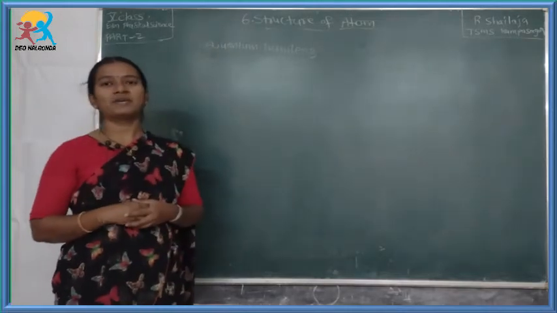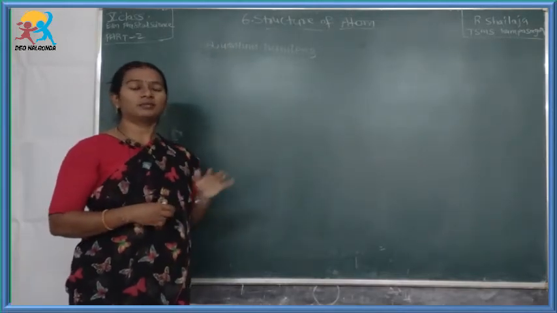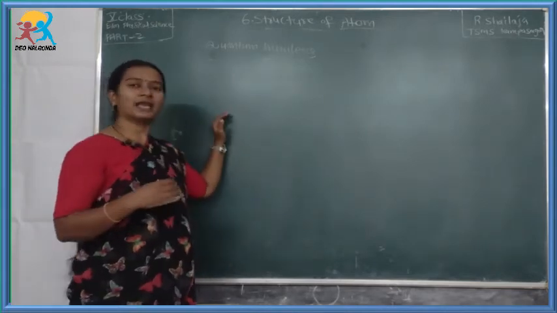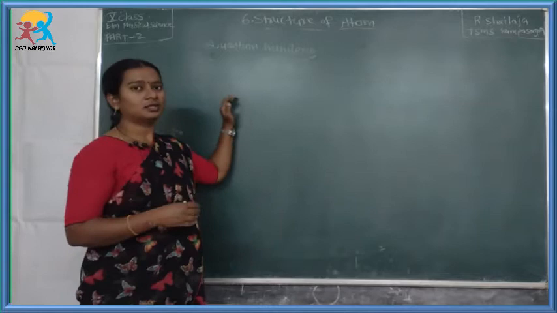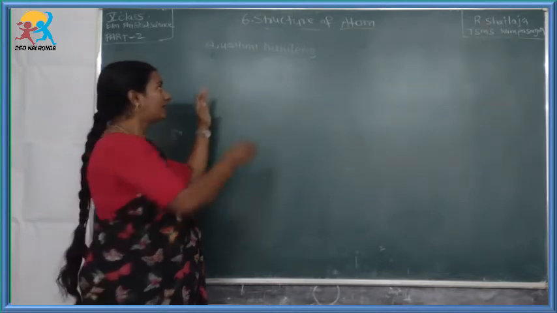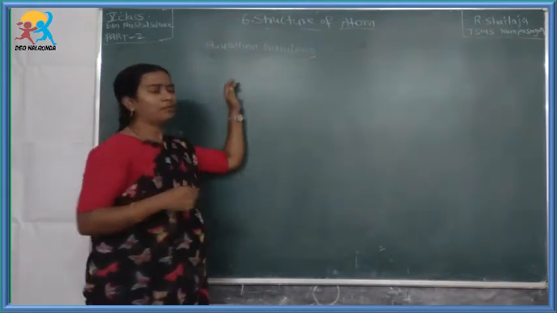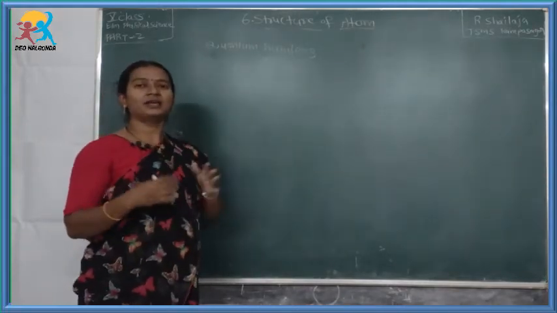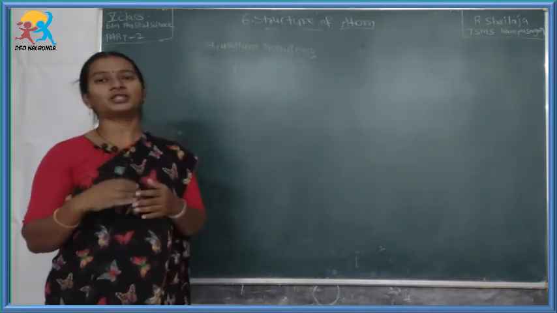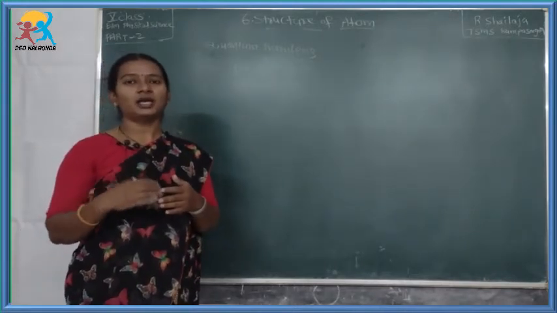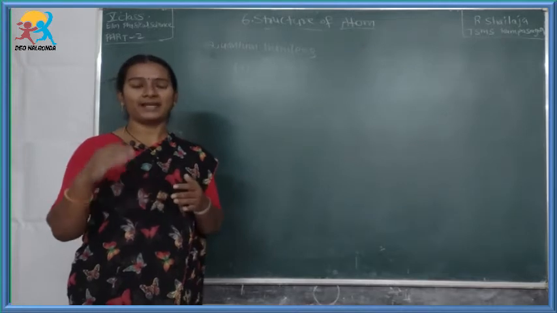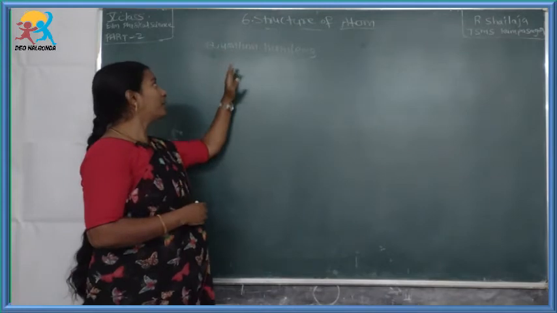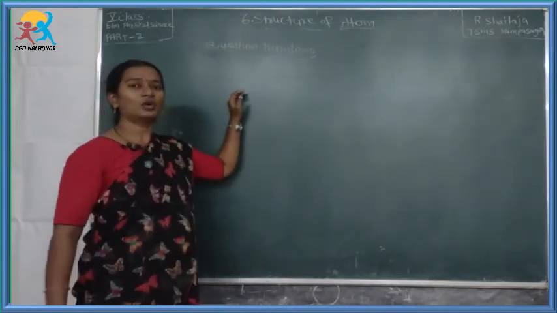Okay, what are quantum numbers? By using these quantum numbers, we describe the electron in the atom. There are four quantum numbers. By using these four quantum numbers, we can address the electron in the atom, where the electron is located, the exact place of the electron in the atom.